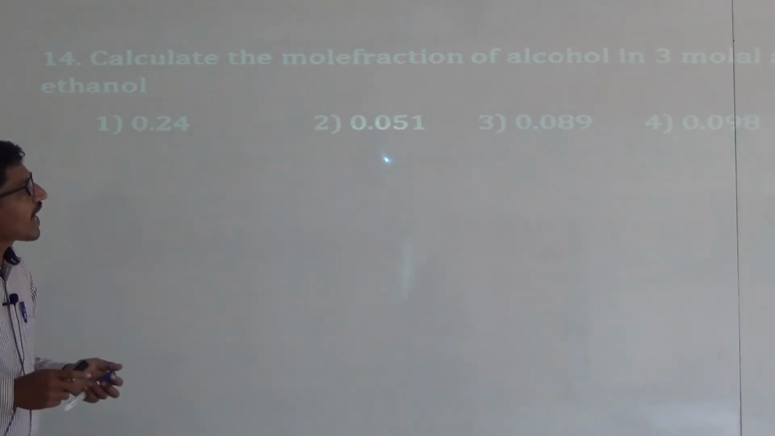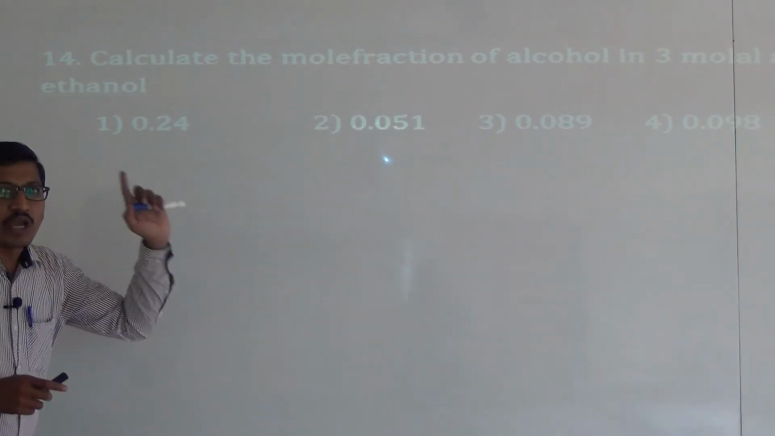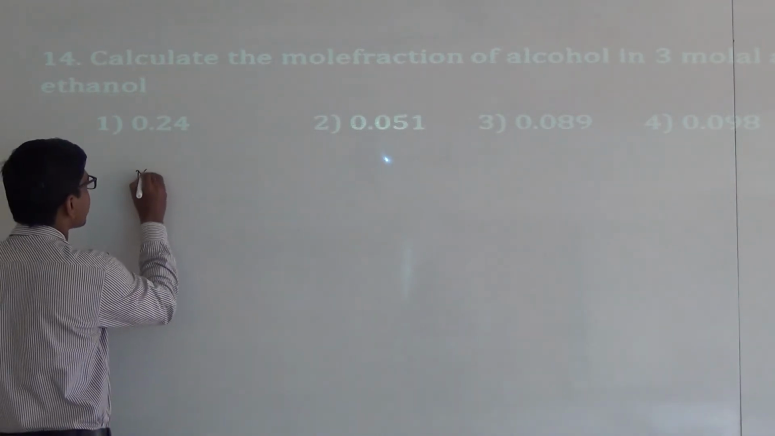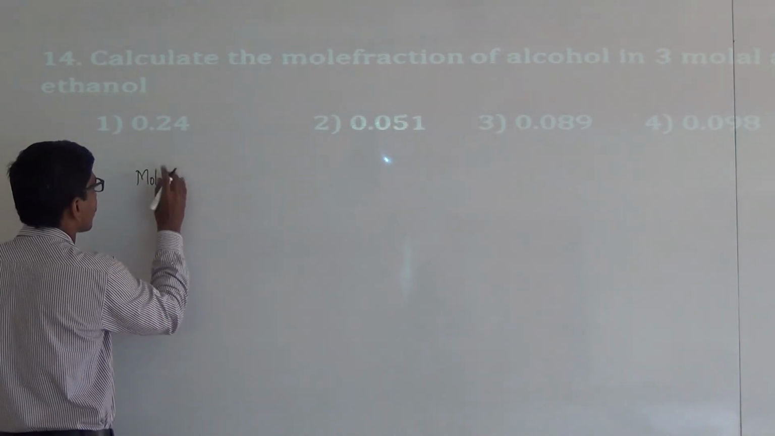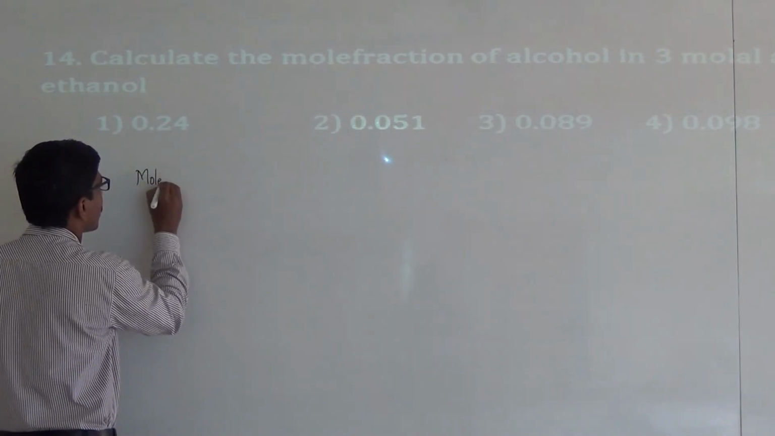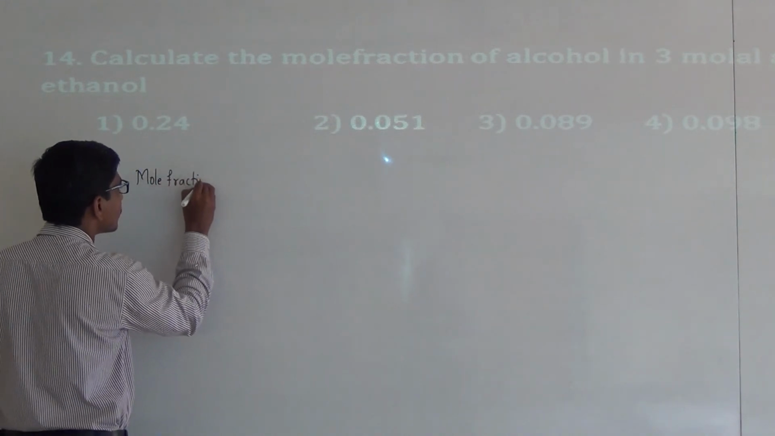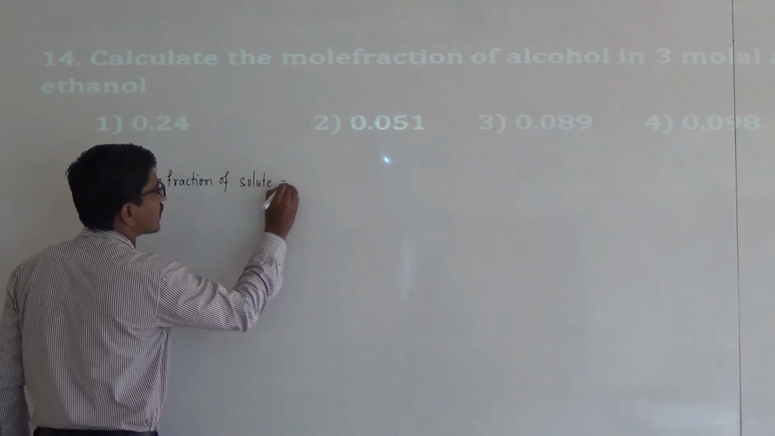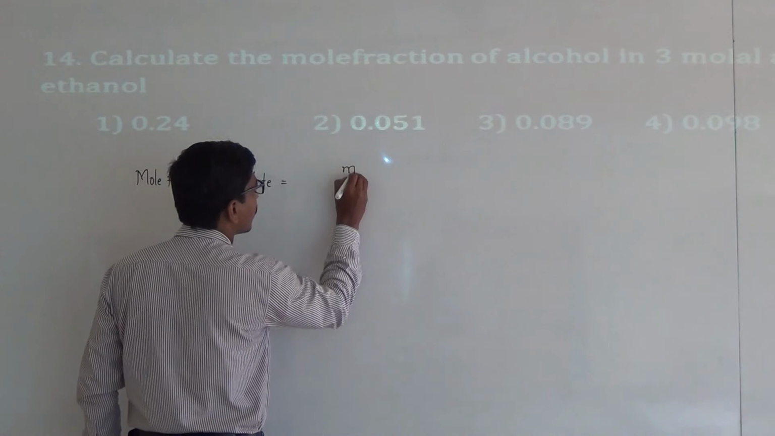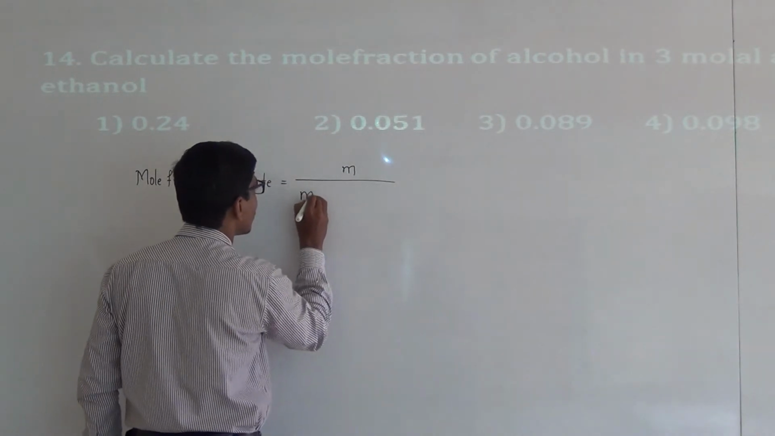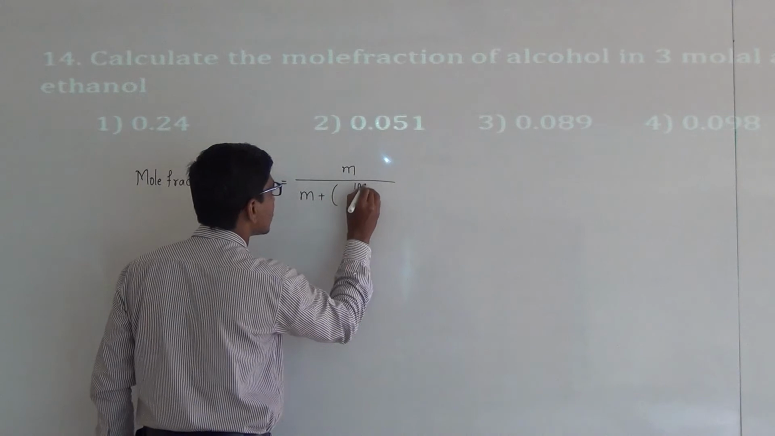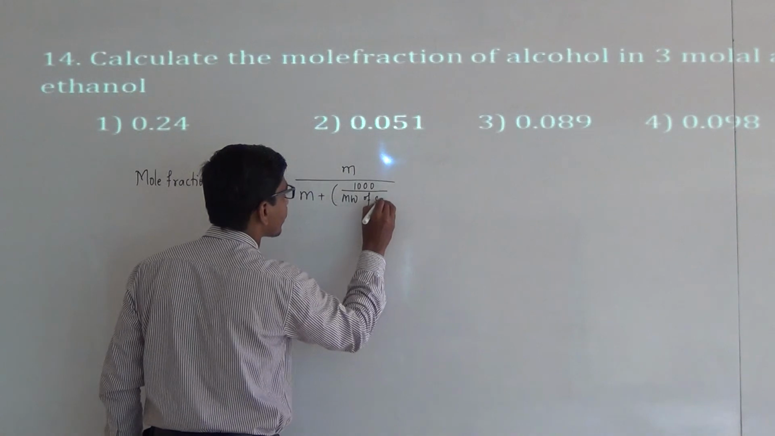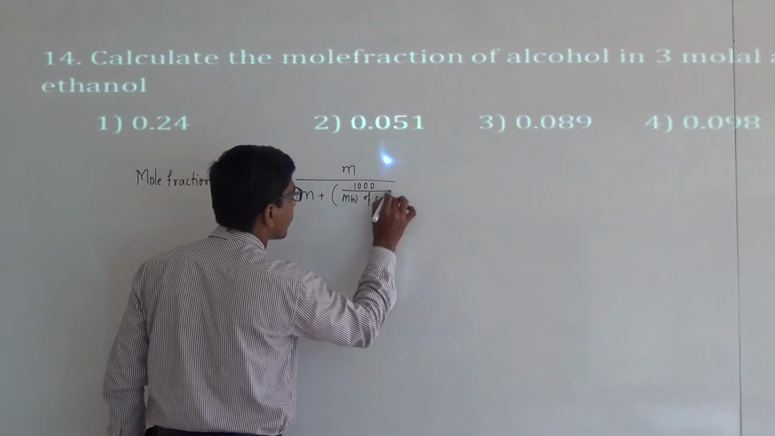Here, to calculate the mole fraction by using molality of the solution, a relation is: mole fraction of solute is equal to molality divided by molality plus 1000 divided by molecular weight of solvent.